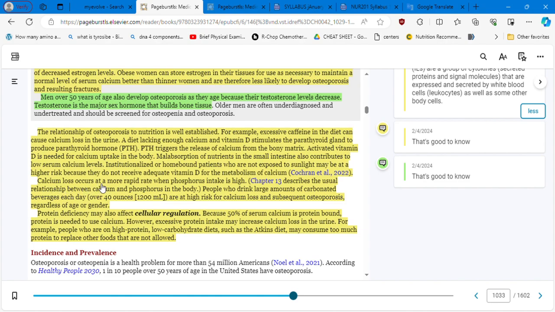Calcium loss occurs at a more rapid rate when phosphorus intake is high. So we know in the serum, phosphorus and calcium have an inverse relationship. This, okay, chapter 13, whatever. People who drink a large amount of carbonated beverage, all of you who are getting your diet ginger ale, diet Coke, or even your regular Coke each day, over 40 ounces, which is a liter and 200 mLs, okay, are at risk for calcium loss and subsequent osteoporosis, regardless of age or gender.